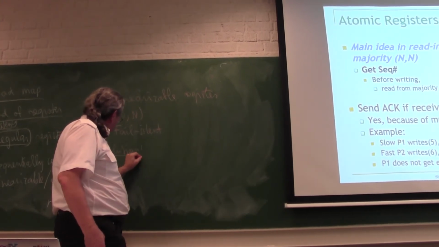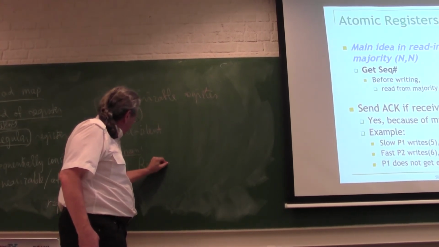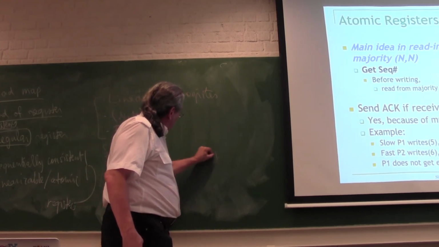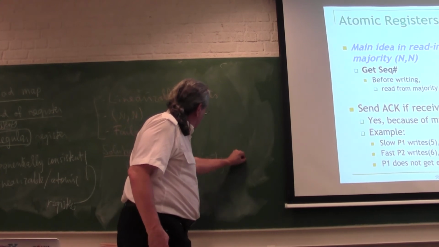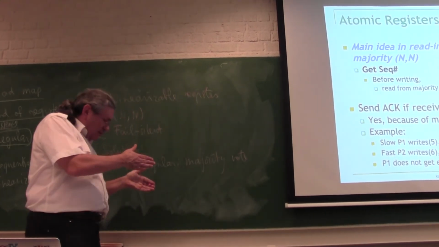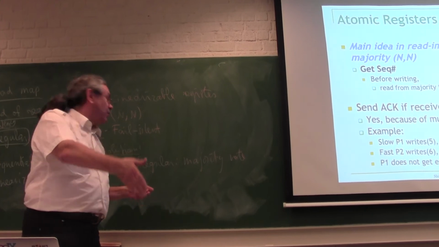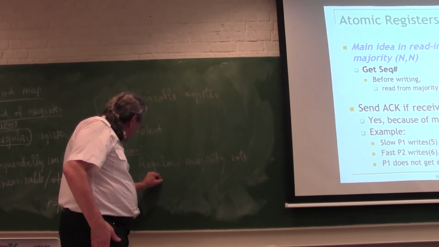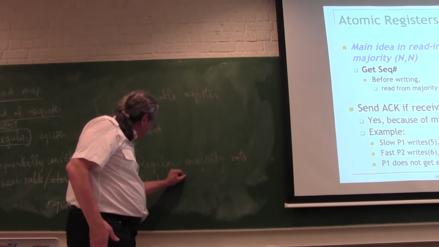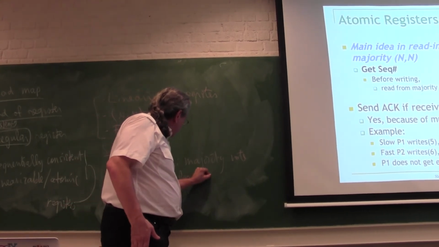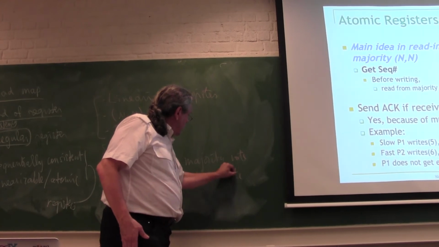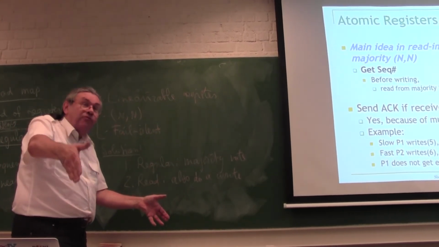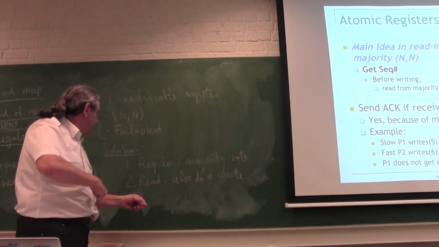One, start with a regular register algorithm, the majority vote algorithm. But that's not good enough, because if I do a read and another read, I might read an old value. So I add something to this. I add in the read, I also do a write. That means when I do a read, the algorithm will also do a write. So if I do a read after that, I will always see the new one.